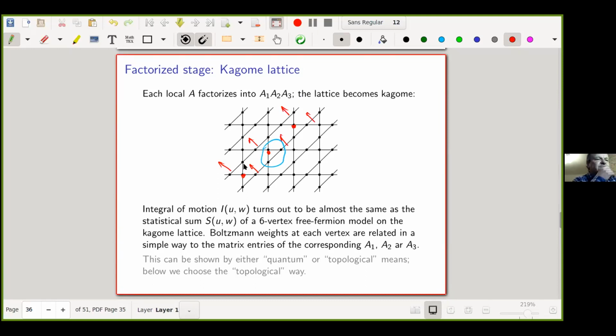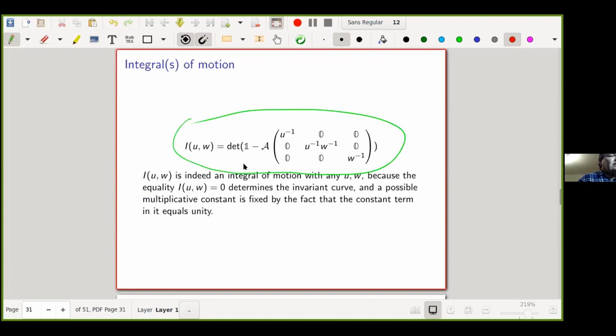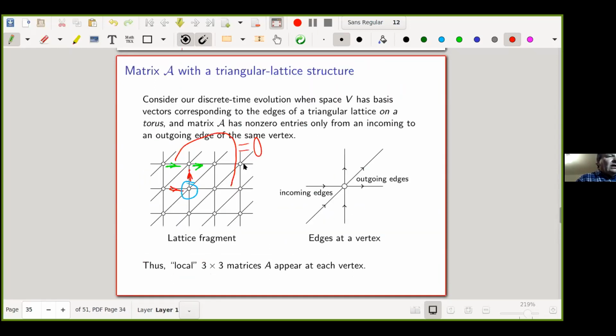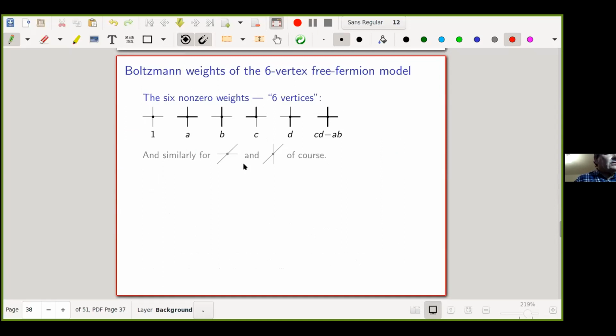Now what do these motion integrals give for this model? Okay, there are some technical things, but maybe I just go here first. What they do is as follows.